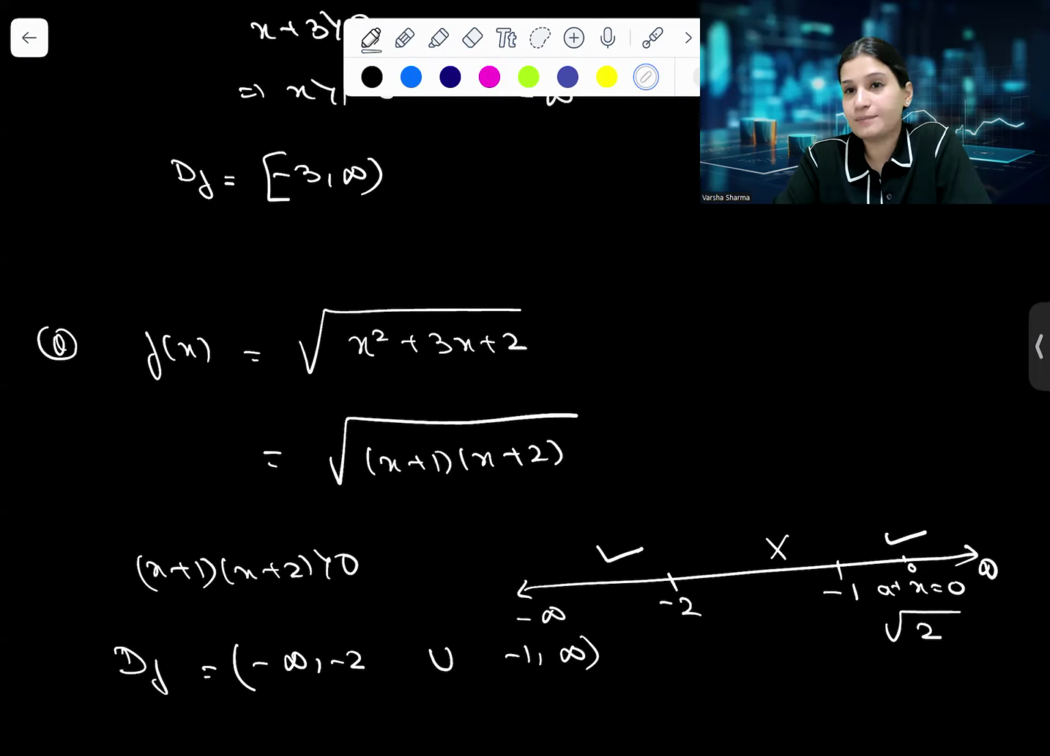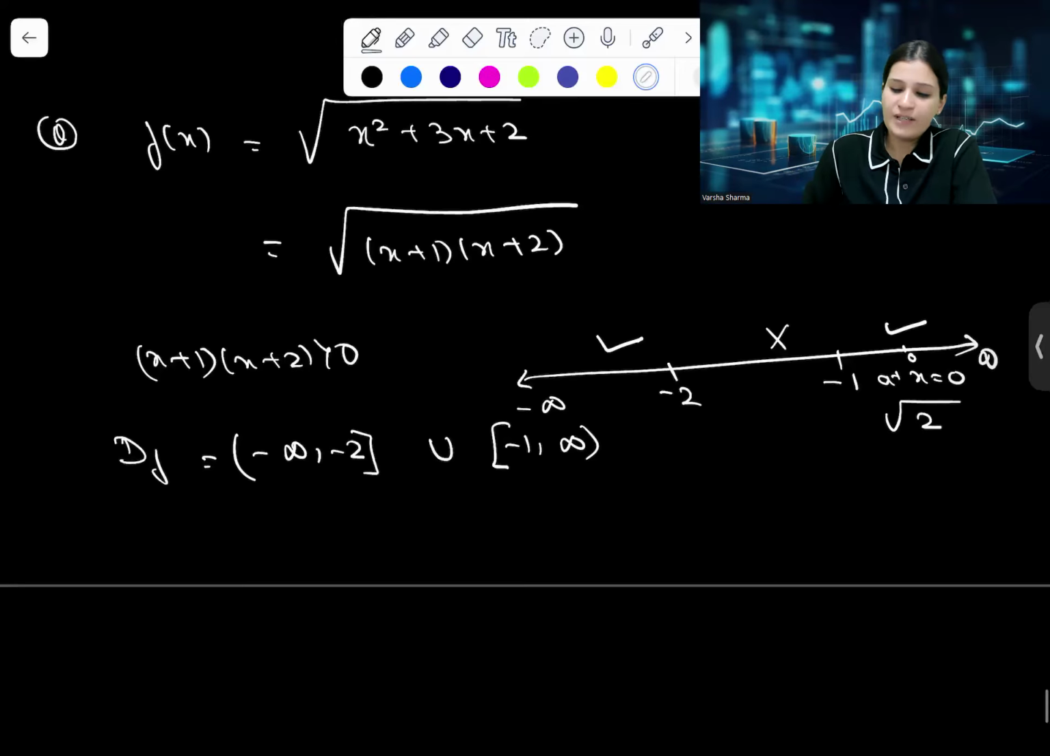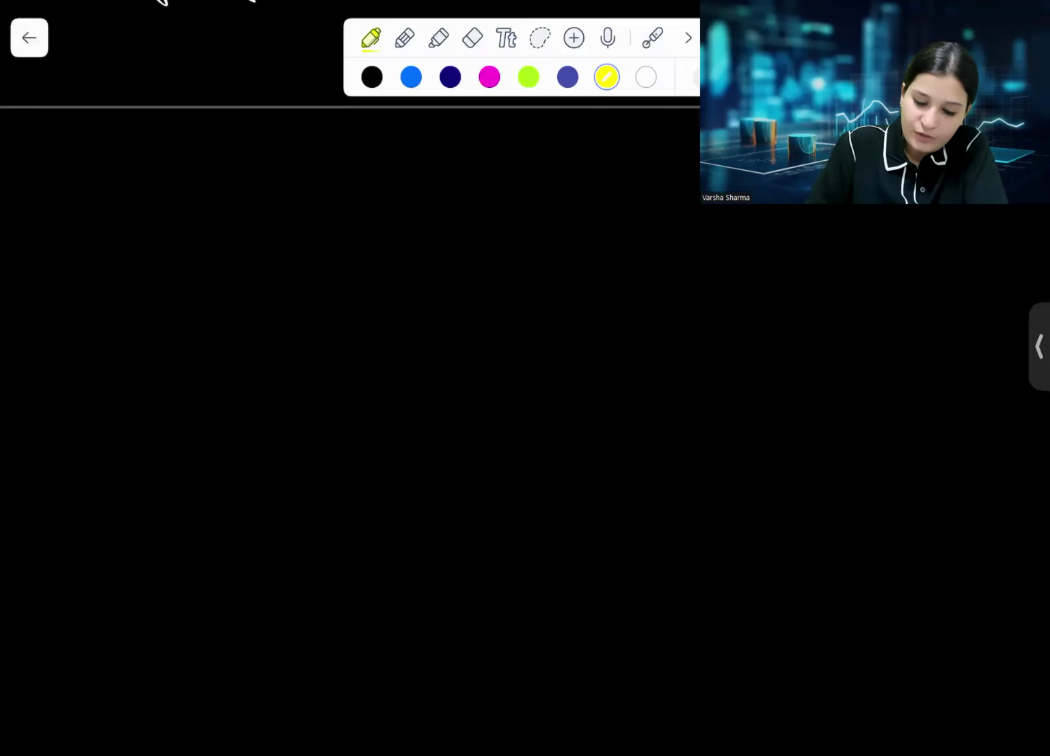What about minus 2 and minus 1? Square or round bracket? Am I allowed to take minus 2 and minus 1? Square bracket, because if I take them, I'm getting 0 in the numerator. That's okay. Clear? Now, in some cases, there are certain exceptional questions.